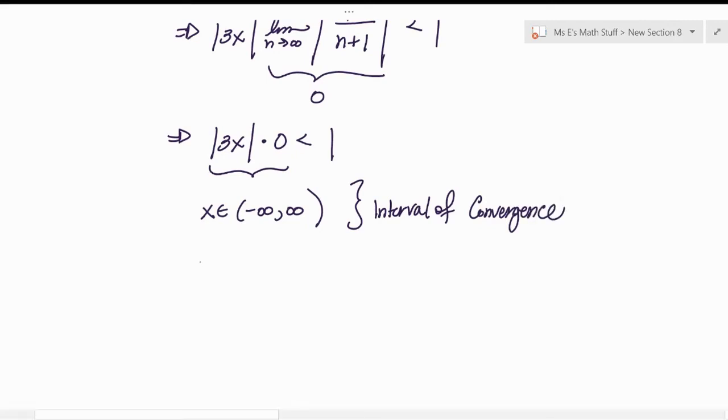Where is it centered? Well, truth be told, it could be centered probably pretty much anywhere. I would probably just, to be boring, say it's centered at x equals 0. And what would the radius of convergence be? I would say it's infinity.